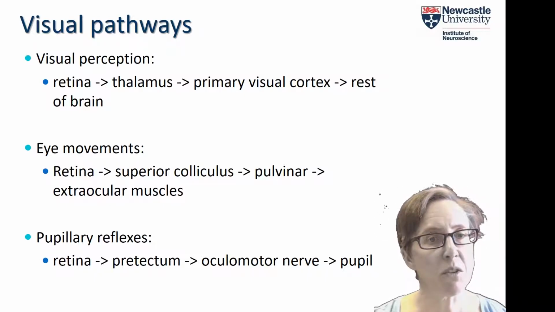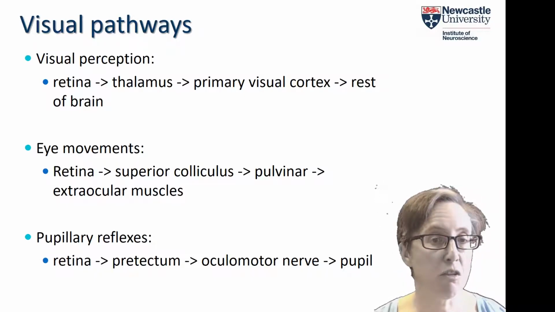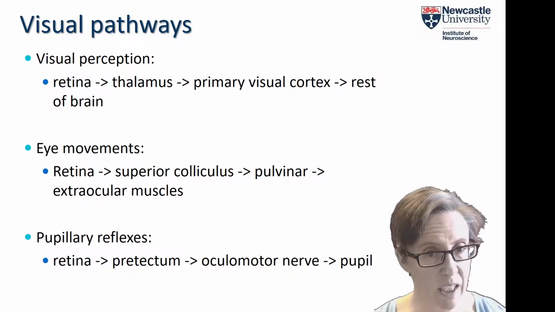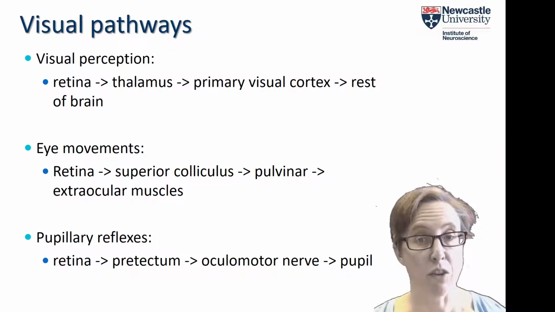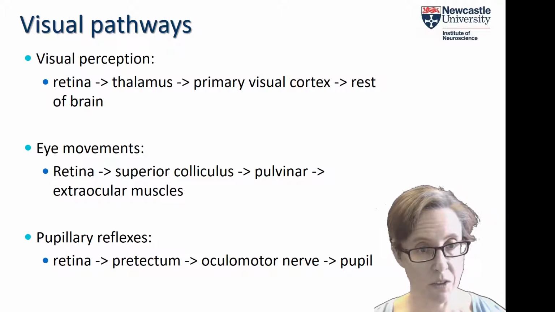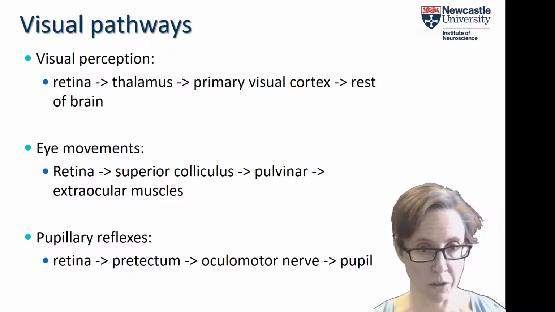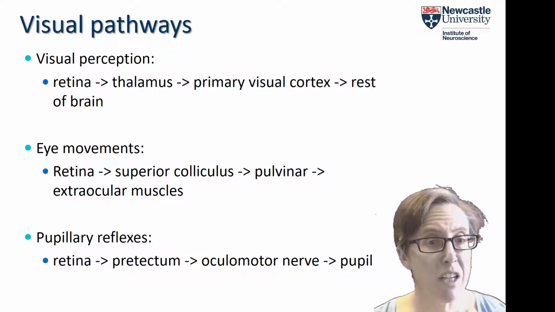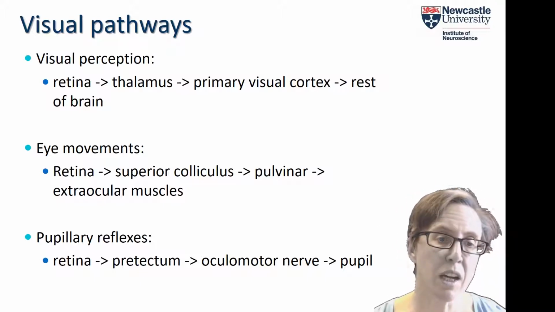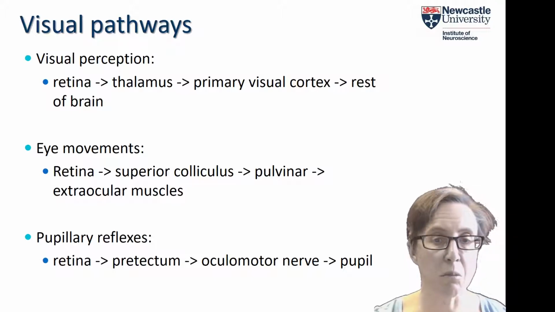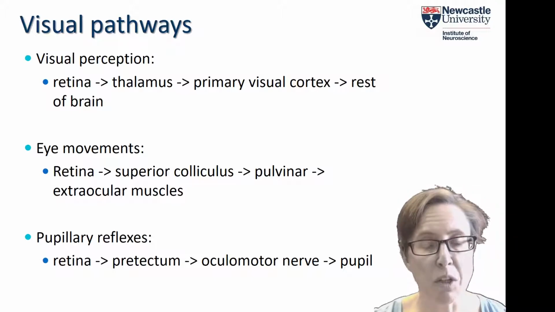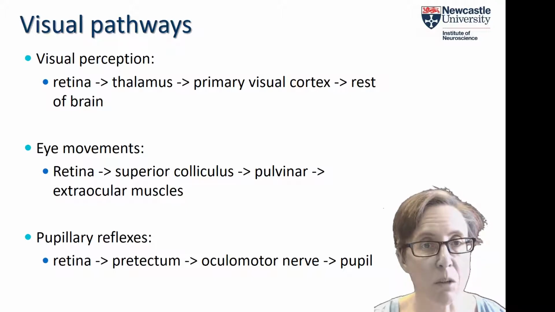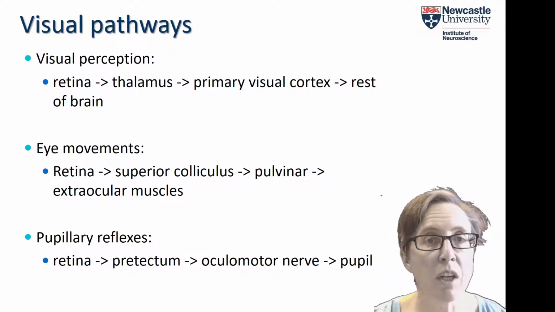For eye movements in particular, we have a pathway that goes from the retina to the superior colliculus in the middle of your brain, to the pulvinar nucleus of the thalamus, and then on to the extraocular muscles that control where you look around a scene. For pupillary reflexes, we have yet another pathway, and that's from the retina to the pretectum, down to the oculomotor nerves and back to the pupil to control how much light comes in. And I'll be describing all those in more detail.